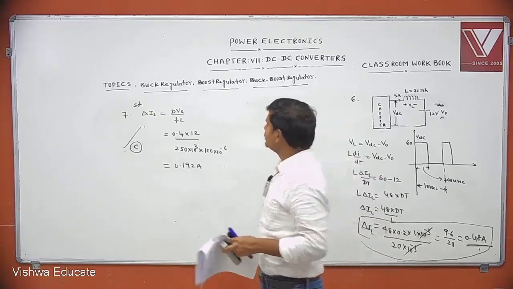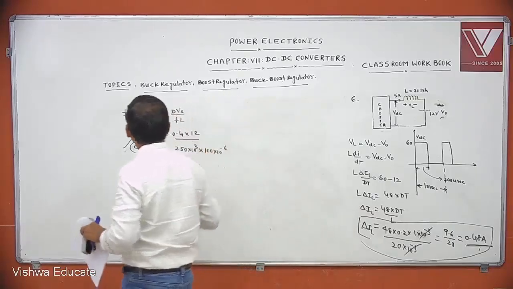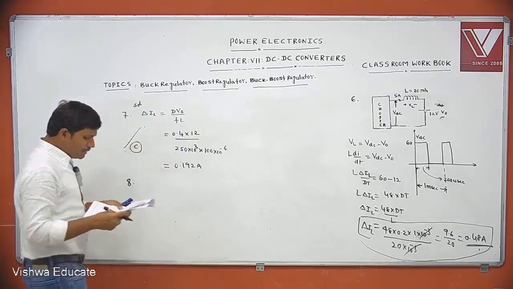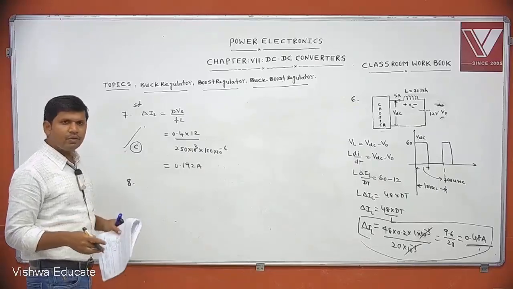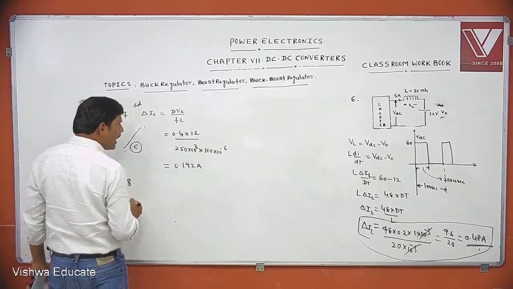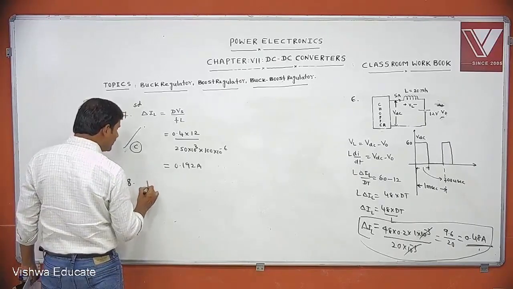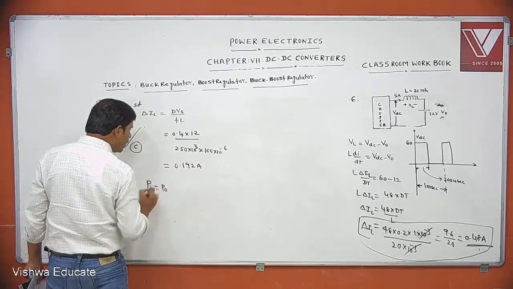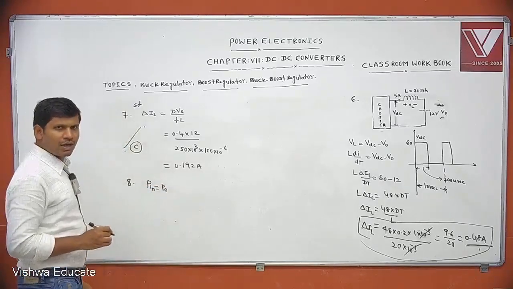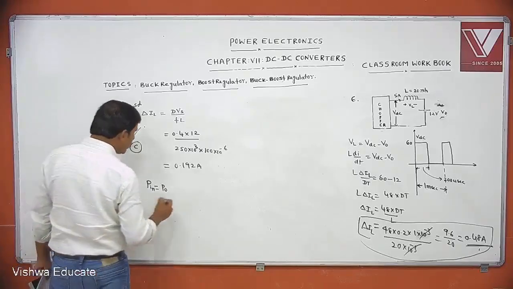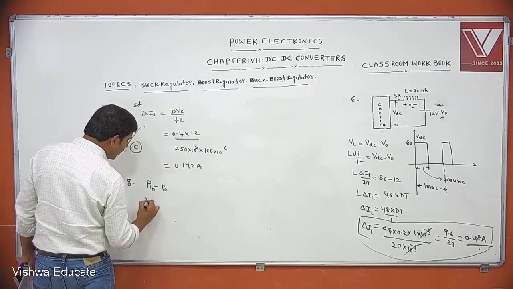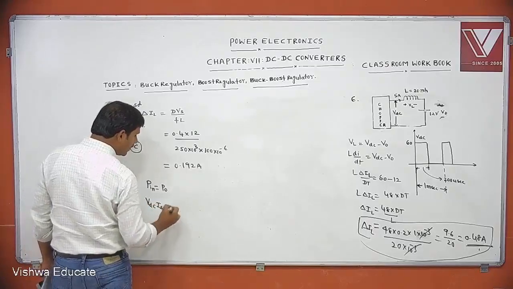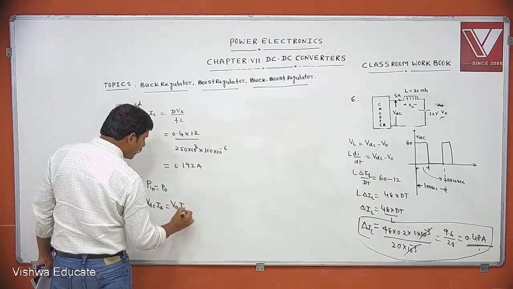Then see the 8th question. One more question. This is a common data question. For the same data, the average source current equal to dash. To calculate average source current, what is the concept? Input power equal to output power. Wherever we are calculating the average source current, assume a lossless chopper. Input power equal to output power. How to write input power? VDC into IS is equal to output power. You can write V0 into I0.